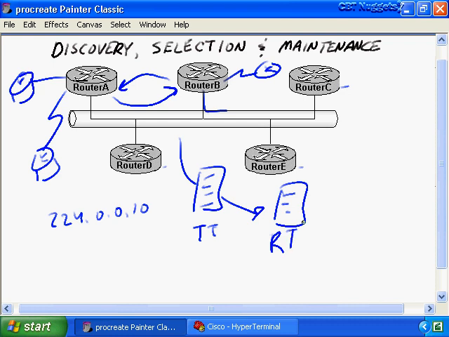And then reply packets are unicast packets that are sent from one router to the other in receipt of query information. And again, we're looking at routers that are generally in either a passive state, just doing their thing, or they're in an active state when this selection and maintenance process is taking place.